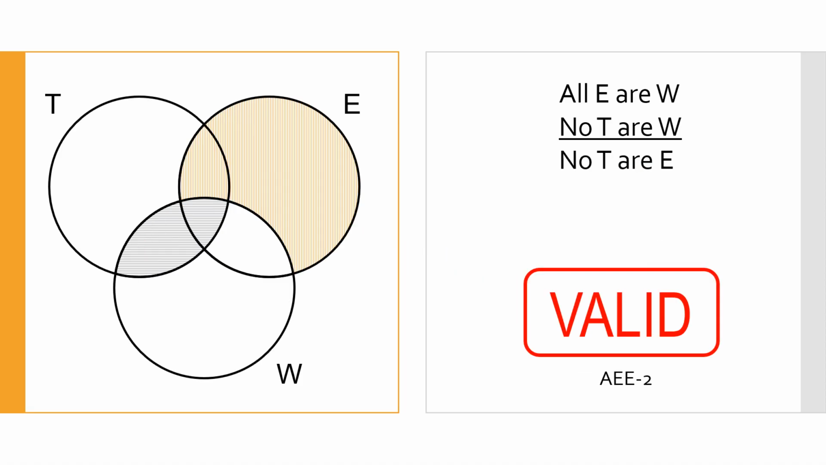So this argument in AEE2 is valid, and it's not surprising. Aquinas is very good at this stuff. But what we get here is the whole process from beginning to end of dealing with a categorical syllogism.